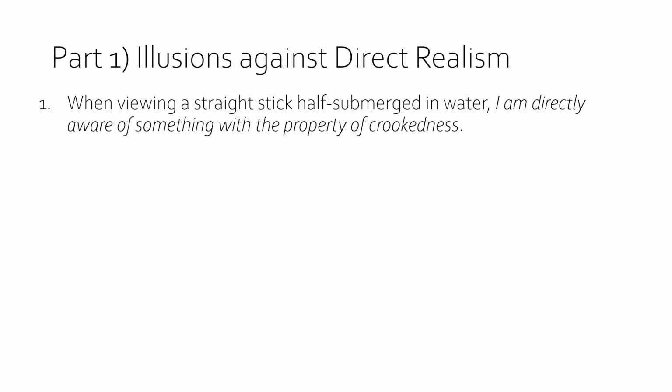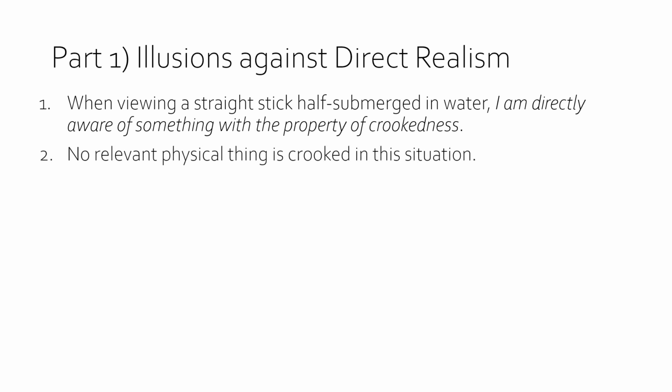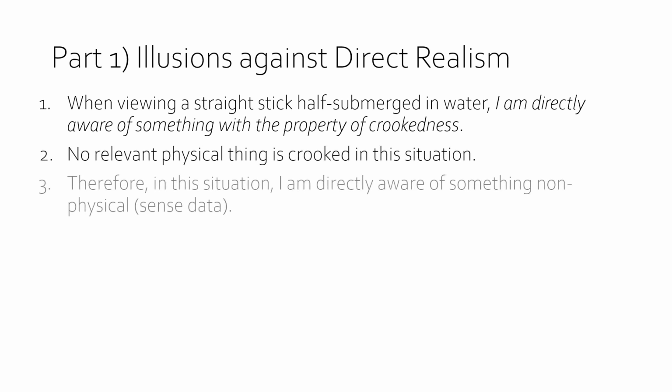This is an example of something that indirect realists call the phenomenal principle. If I am perceptually aware of something with some property X, then something exists with the property X. If I am seeing something crooked, then something exists which is crooked, but no relevant physical thing is crooked in this situation. Therefore, in this situation, I must be directly aware of something non-physical, my private, temporary, non-physical sense data, which represents the world, but is different from what's actually in the external world.